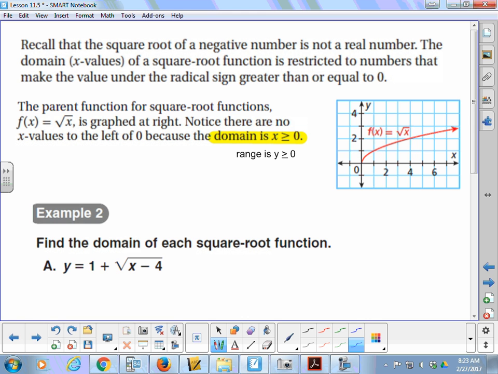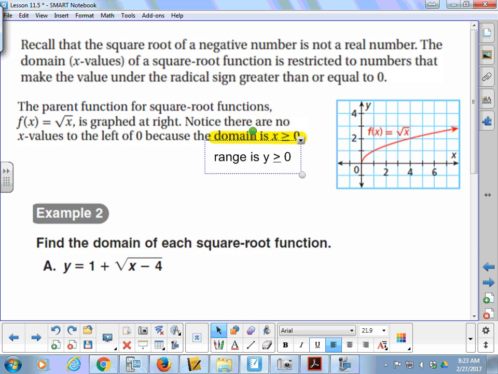This is what we call the parent function. It's the main thing, all right? It's just the square root of x. The domain is x is greater than or equal to 0, and the range is y is greater than or equal to 0. Okay? So reminder, with domain, we're talking about the x values. So this graph starts at x equals 0 and goes to the right. Okay? It starts at y equals 0 and goes up. All right? And it continues forever to the right and continues forever going up.